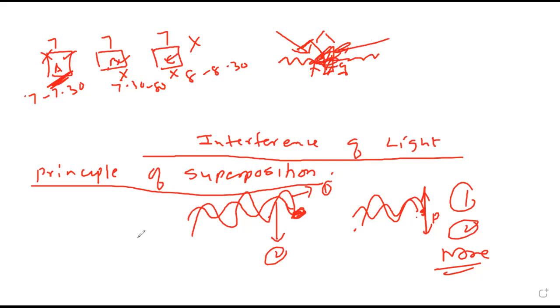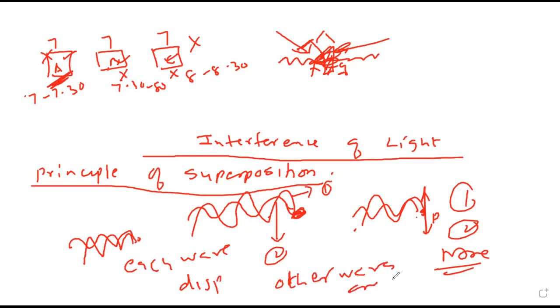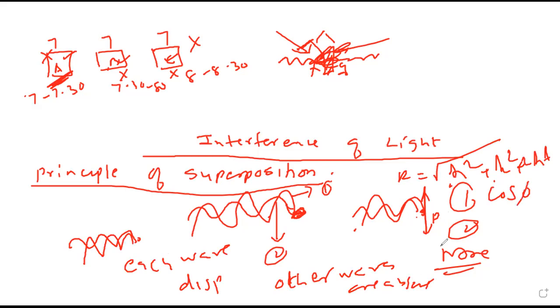In the same way, when two or more than two waves arrive at a point simultaneously, each wave will produce its own displacement as if the other waves are absent, and the resultant displacement is the vector sum of the displacements produced by each wave, which is given by a1 square plus a2 square plus 2 times a1 a2 cosine of the angle between them. This is nothing but the parallelogram law of vector addition. This is known as the principle of superposition.